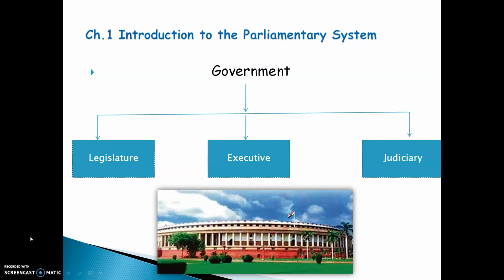Chapter 1, Introduction to the Parliamentary System. Let us understand today the system of government of India. The government of India is divided into three parts: legislature, executive, and judiciary.